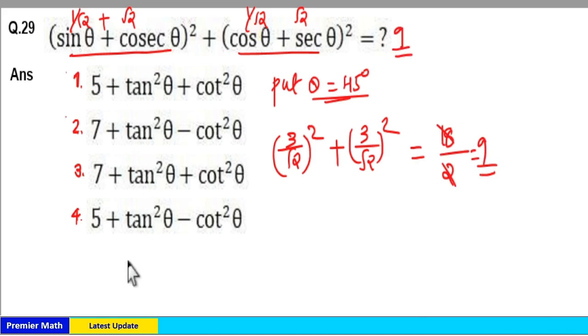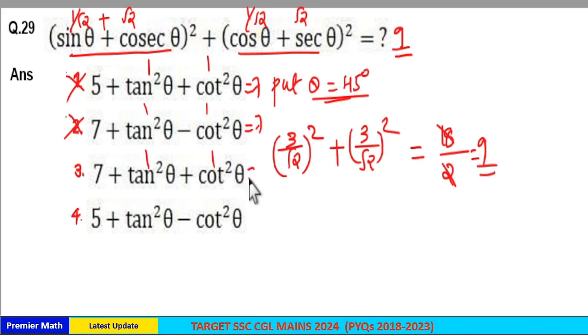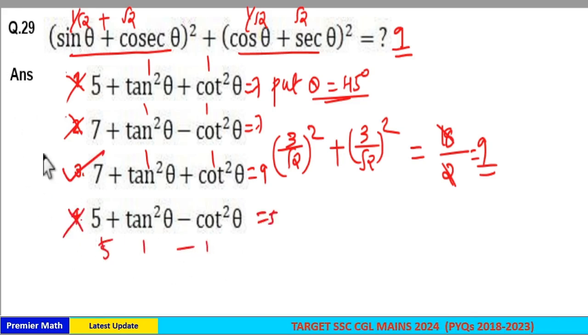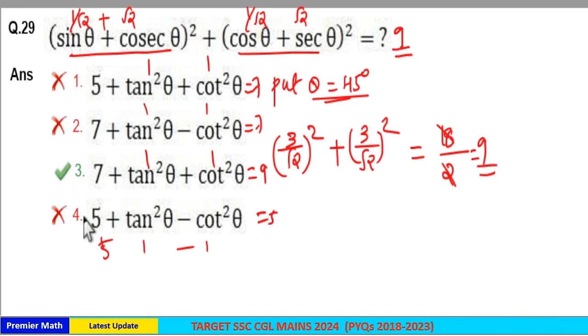And if you look at the options, tan square theta is tan square 45, which is 1. Cot square theta is 1. So 5 plus 2 is 7. This is not your answer. Here also 1 minus 1 is 0. So 7 is in the second option. This is not your answer. Here 7 plus 1 plus 1, which is 9. So option 3 is your answer. If you look at option 4, this is 5 plus 1 minus 1. So this is 5. So this is not your answer. So option 3 is your answer.